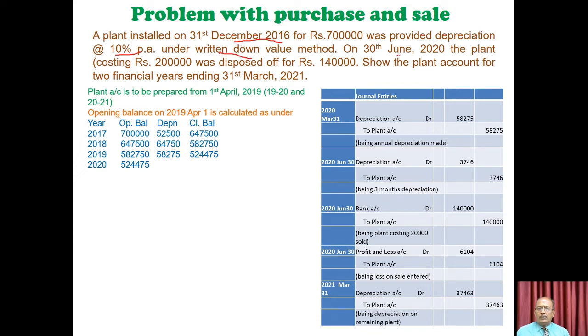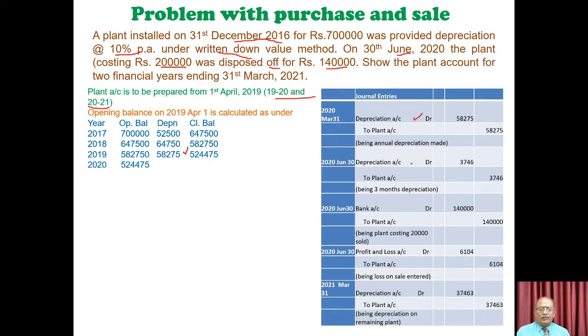On June, the plant costing rupees 2 lakhs was disposed of for 1,40,000. Show the plant account for 2 financial years, 1920 and 2021. So 2 years we have to prepare. So for 1920, we have the balance of this much. So for that the depreciation will be this much. So this is the depreciation entry. So that depreciation we already entered.